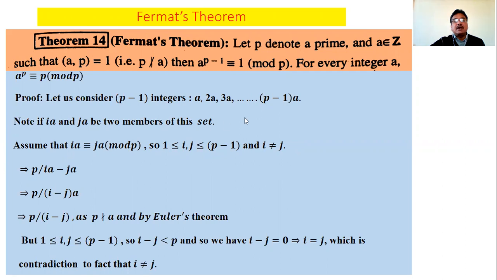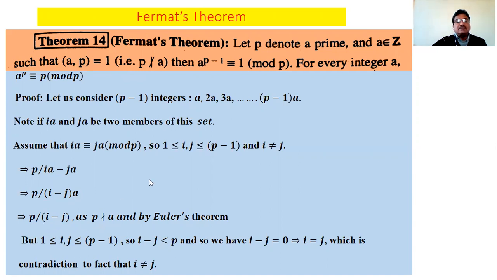Suppose these two are congruent. Then we have i is congruent to j modulo p, meaning p divides ia minus ja, and that is, p divides (i minus j)a, taking a as common. Then p divides i minus j, because p does not divide a, as the greatest common divisor of a and p is 1. And by using Euclid's lemma, that if p is prime and p divides a times b, then p divides either a or b, one of them. But p does not divide a, so p divides i minus j.